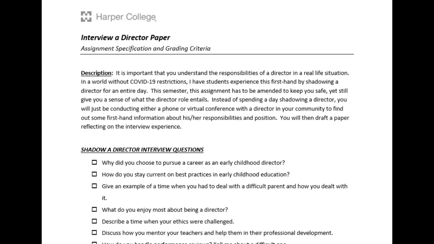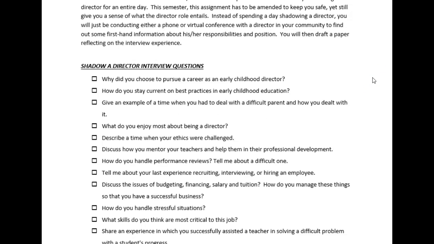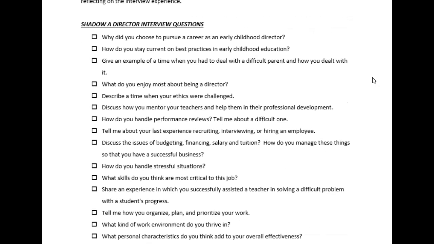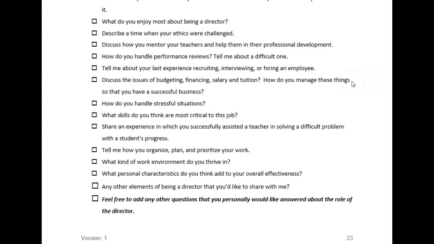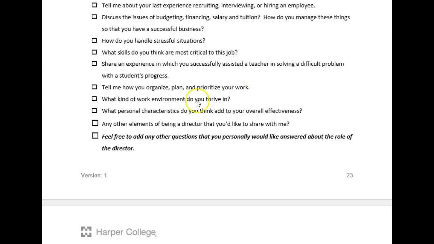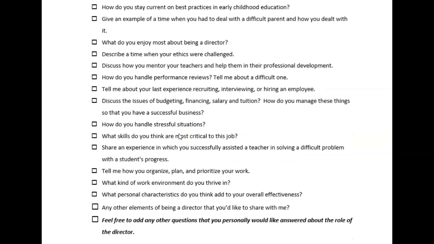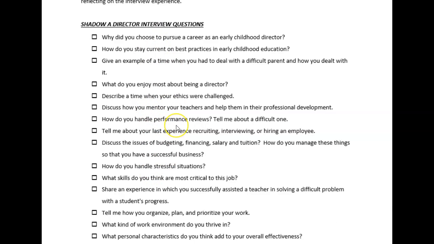Once you have scheduled your interview with the director, then all you need to do is ask them these questions. So again, just sit down with a notebook and just go through these questions and answer them for that interview. At the end here I put, feel free to add any other questions that you personally would like answered about the role of the director. Again, there might be something in here that I didn't put as criteria for this assignment that you really want to ask and find out more about the role of the director, so you can add that in there as well. That's totally fine.